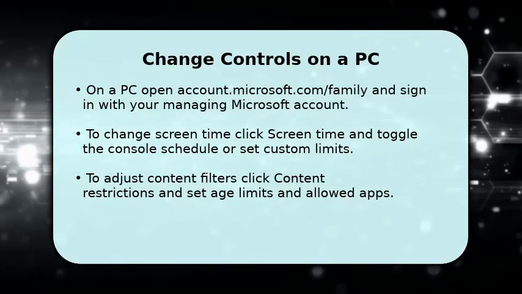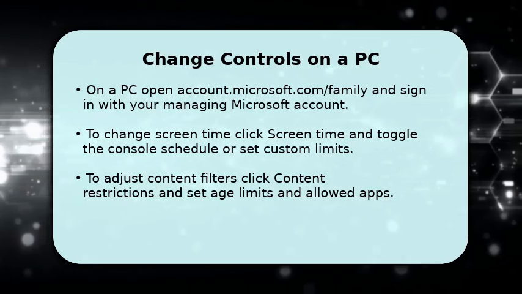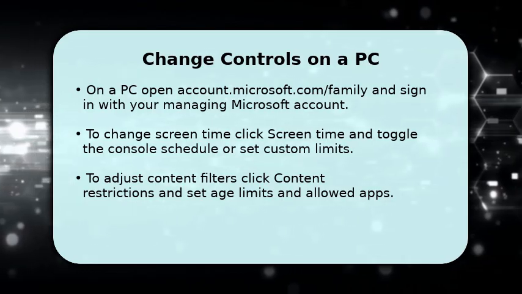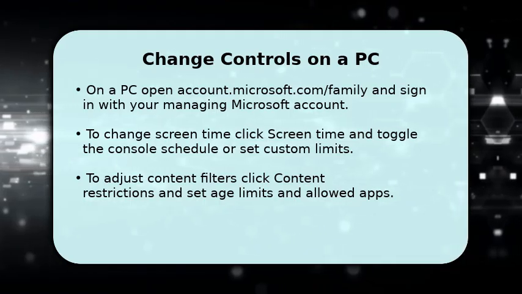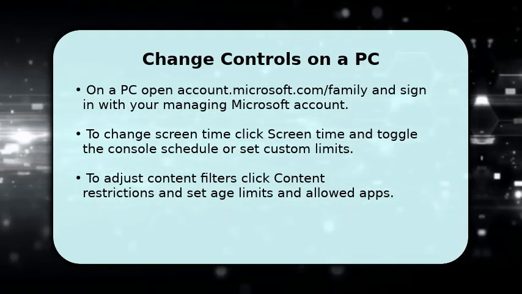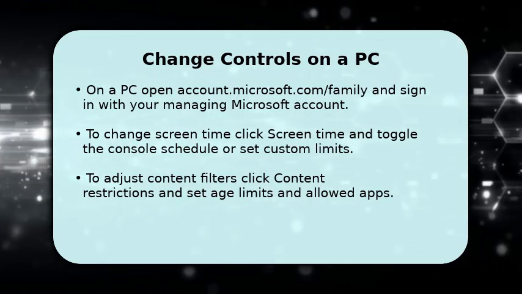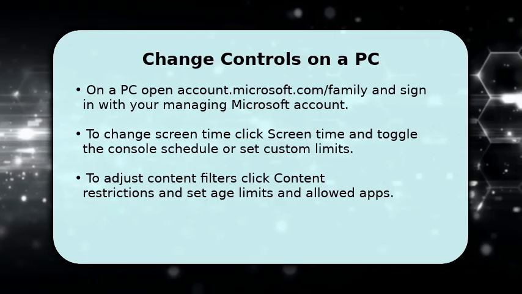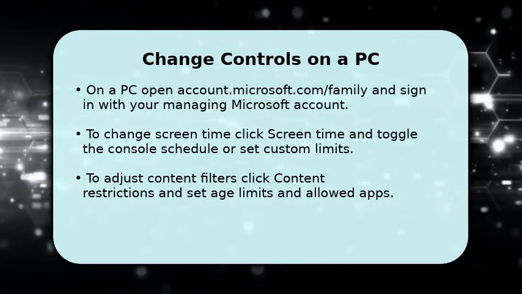On a PC, open account.microsoft.com/family and sign in with your managing Microsoft account. Select the child account you want to edit from the family dashboard list on screen. To change screen time, click Screen Time and toggle the console schedule or set custom limits. To adjust content filters, click Content Restrictions and set age limits and allowed apps.